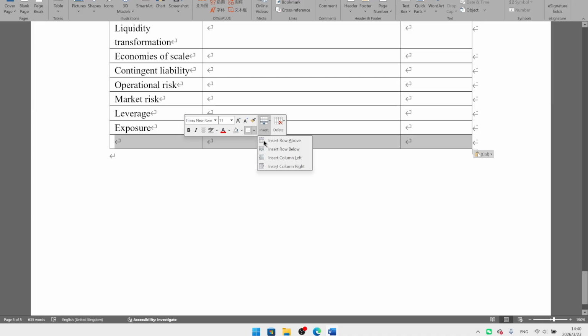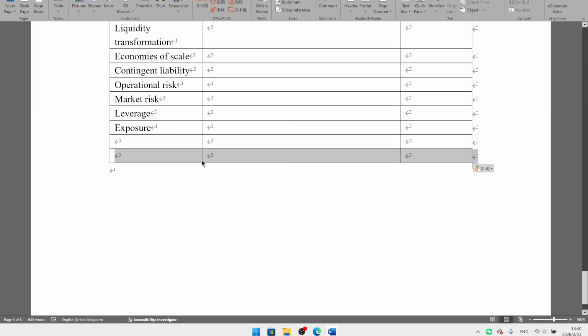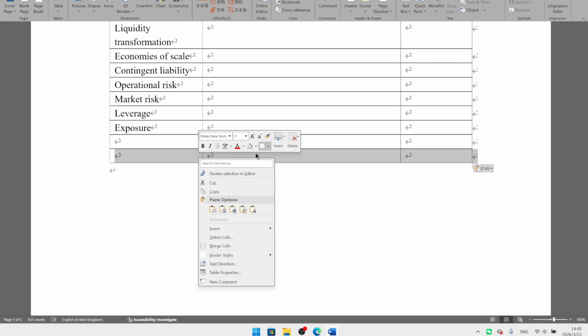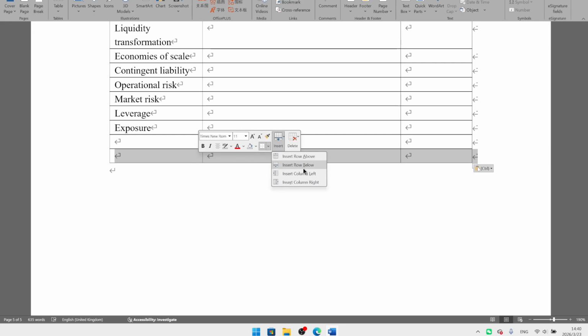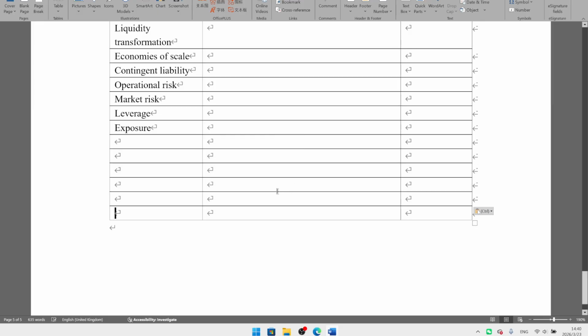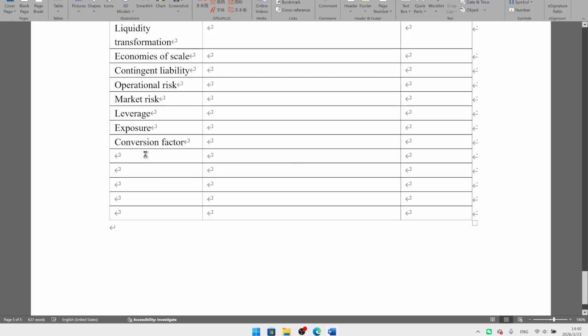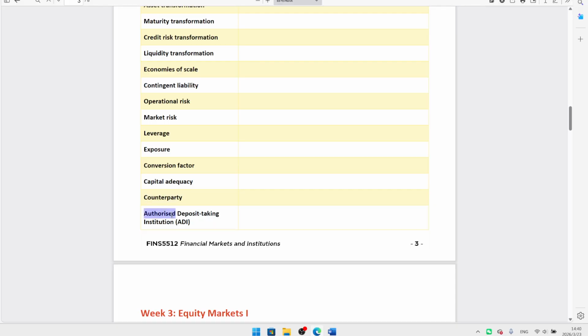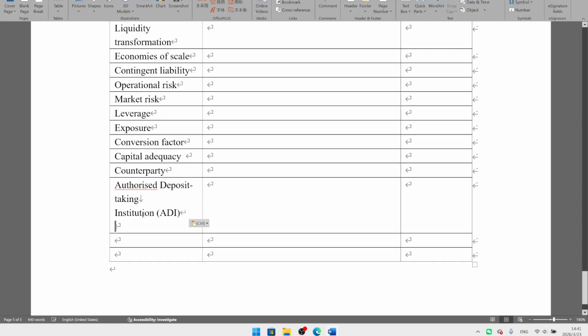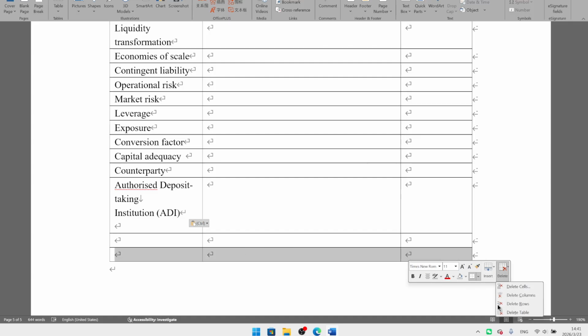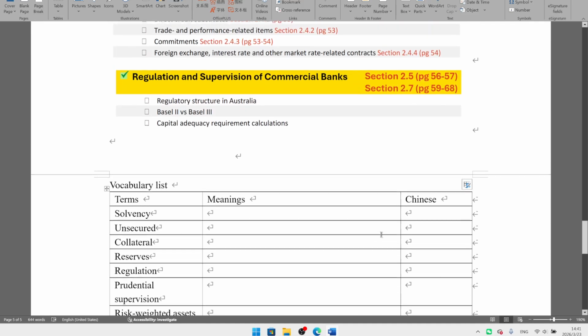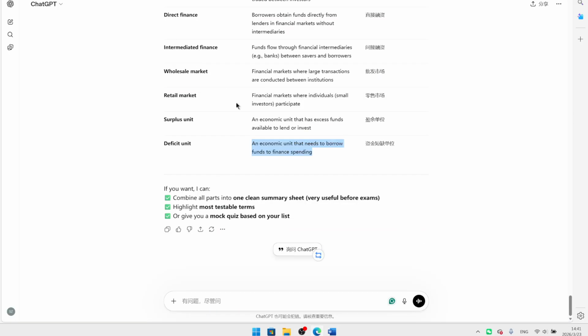We need more. Insert below, Ctrl C, Ctrl V. Just a few more terms: conversion factor, capital adequacy, counterparty, authorized deposit-taking institution, ADI. And we need to delete this row. Okay, ask GPT again.